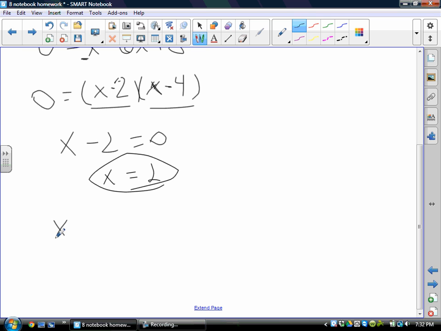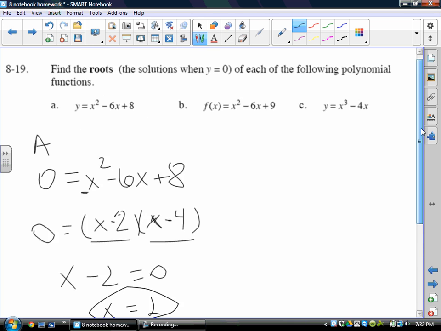Sorry about that. And then I have x minus 4 equals 0. So when I set that equal to 0 and I solve for x, I get x equals positive 4. So you're going to do the same thing with B and C.